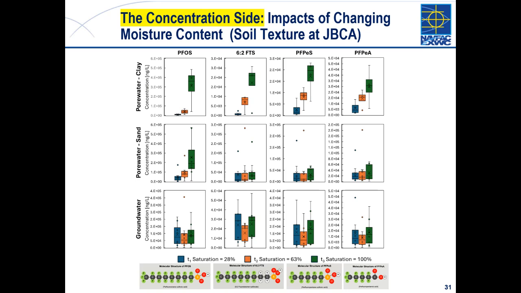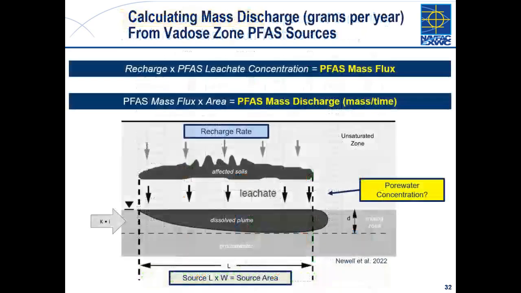So Chuck, why don't we kind of transition from this into a little bit of mass discharge on slide 32. Okay, so now the mass discharge, you need these 3 things, and we've talked about the pore water concentration, the yellow box. Now we're going to talk about the blue box, the recharge rate.